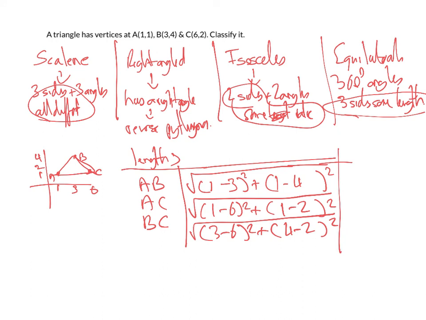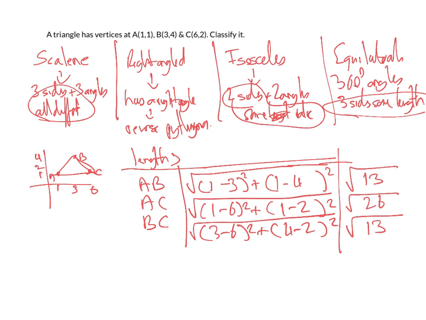We could use a calculator, or we could just leave them in surd form. 1 take away 3 is negative 2, squared is 4. 1 take away 4 is negative 3, squared is 9. 4 plus 9 is root 13. For AC, 1 take away 6 is negative 5, so that's 25, and 1 take away 2 is negative 1, squared is 1, so that's root 26. For BC, 3 take away 6 is negative 3, so that's 9, and 4 take away 2 is 2, squared is 4, so that's root 13. So there are our lengths.